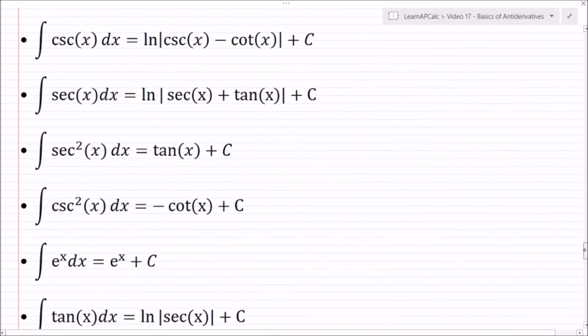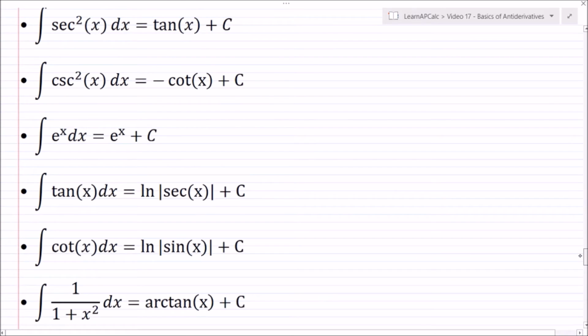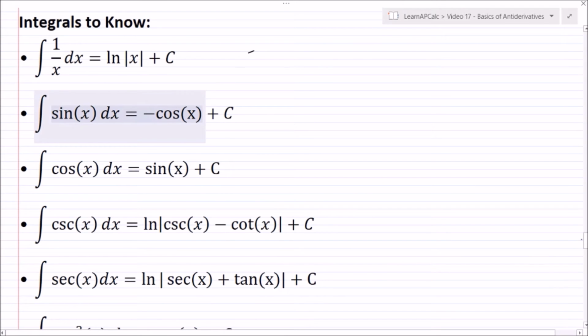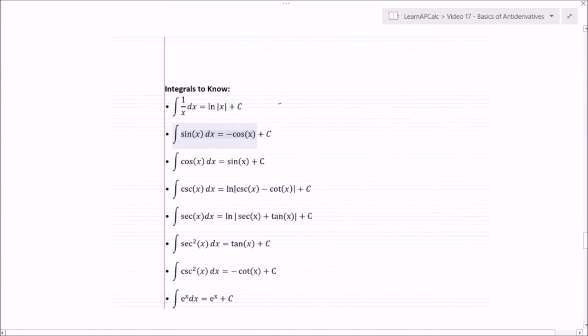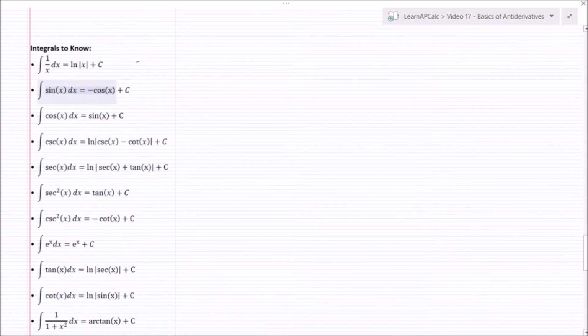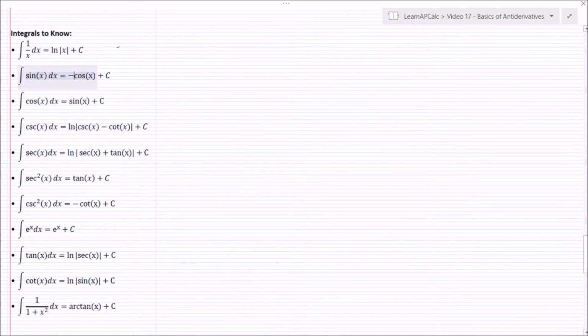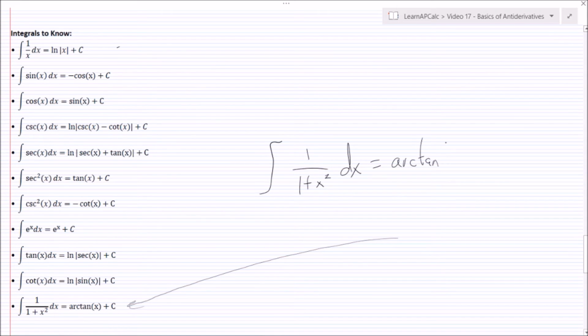Alright, and just some other general ones. I won't walk you through any of them because they're all pretty obvious. I'll sort of zoom out so you can take a screenshot if you need to. Okay, and one thing I would say is this one does come up quite a bit. So be sure to know that if you see this, you don't need to do polynomial long division or some other method, this is literally just arctan. So good one to know, to recognize.